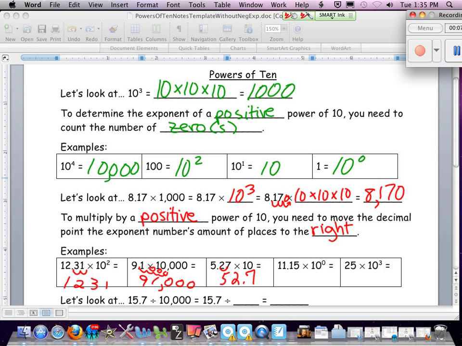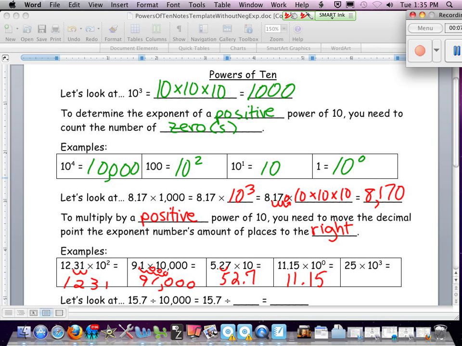For the next one, 11.15 times 10 to the 0. That means I'm going to take my decimal and move it 0 places to the right. So what's my result going to be? I'm still going to have 11.15. So multiplying by 10 to the 0 doesn't move the decimal, you get the same result. But if you think about it, we said 10 to the 0 equals 1. Any number times 1 equals itself. So that should hopefully make sense too.